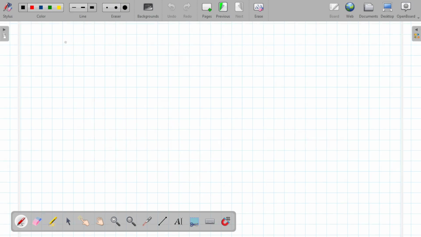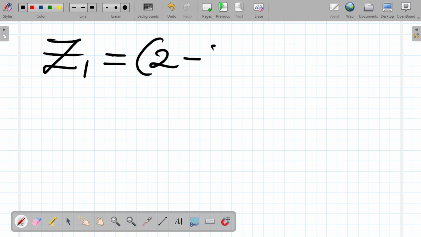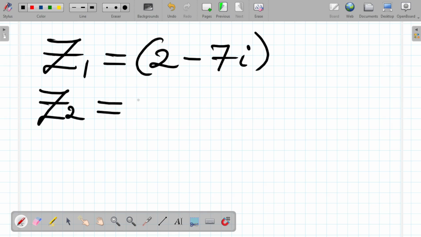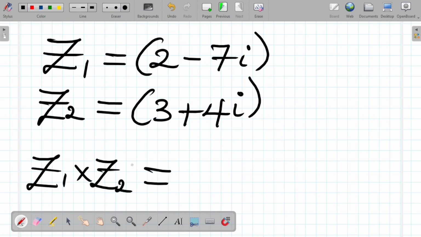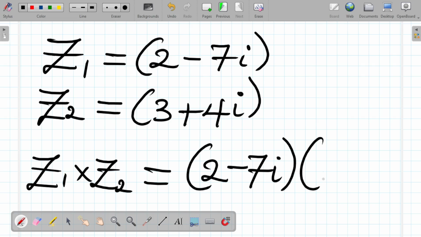Alright, so let's solve another example. If z1 is equal to 2 minus 7i and z2 is equal to 3 plus 4i, and we are asked to find z1 multiplied by z2. How do we solve it? So here, z1 multiplied by z2 is equal to 2 minus 7i multiplies 3 plus 4i.